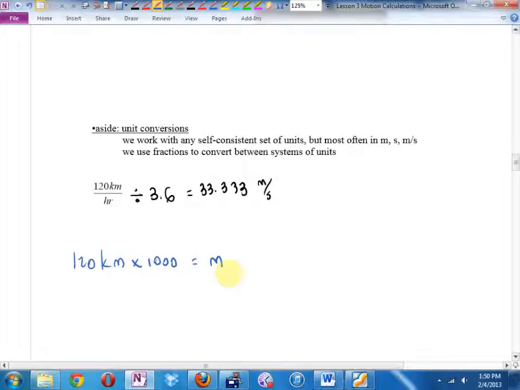If you took 120 times 1,000, that gives you meters per hour. Now, to go from hours to minutes, we already did this. What do I multiply by? And to go from minutes to seconds, what do I multiply by?